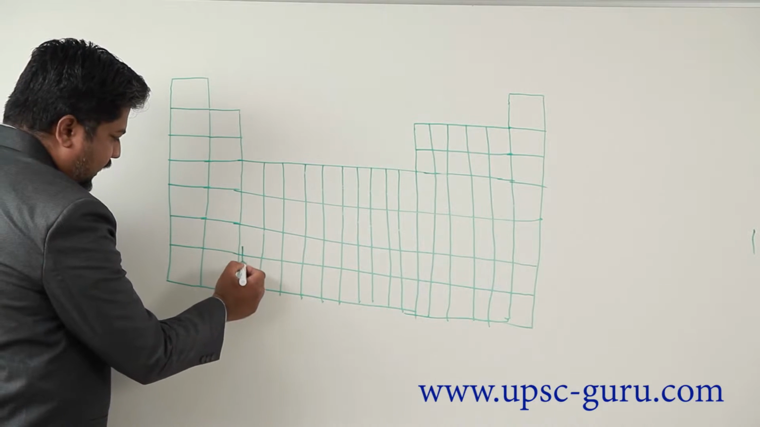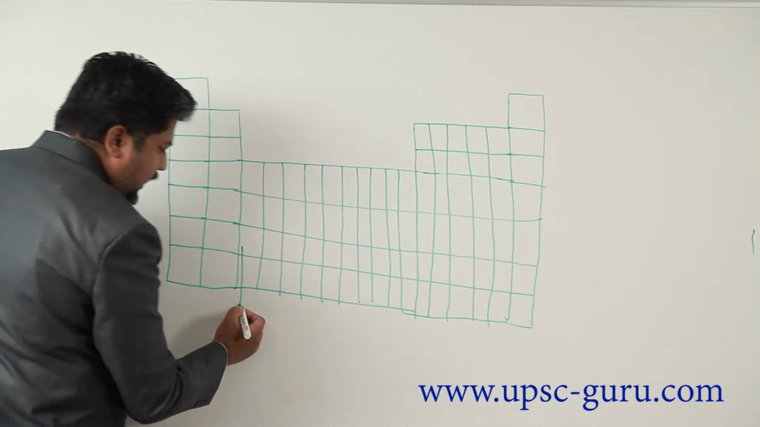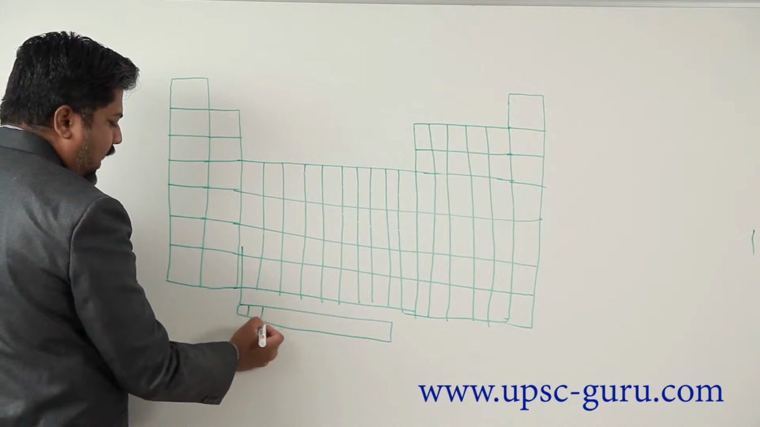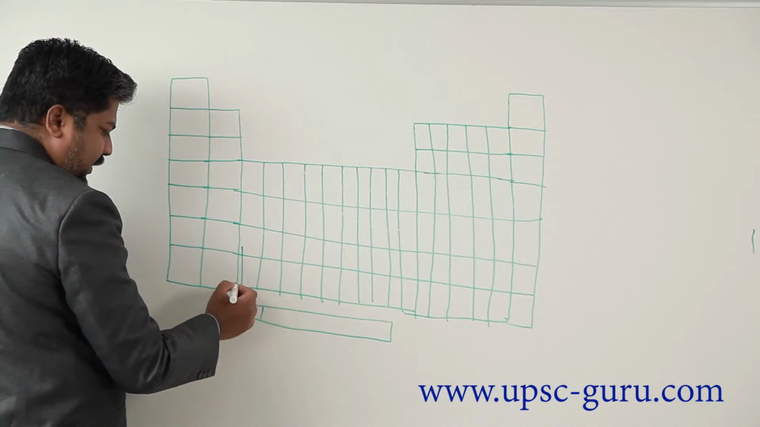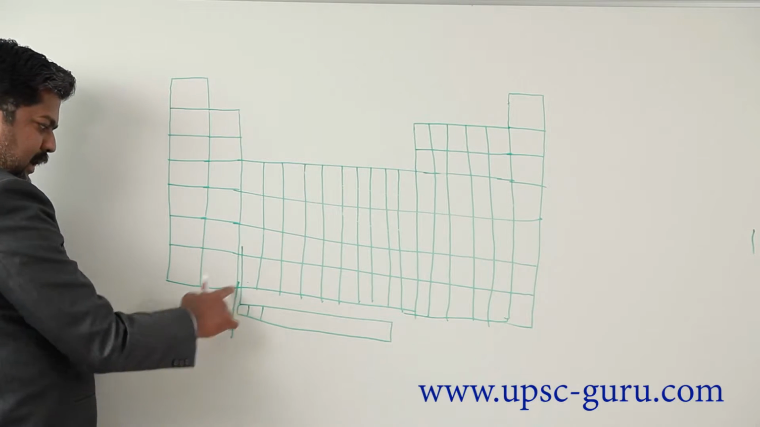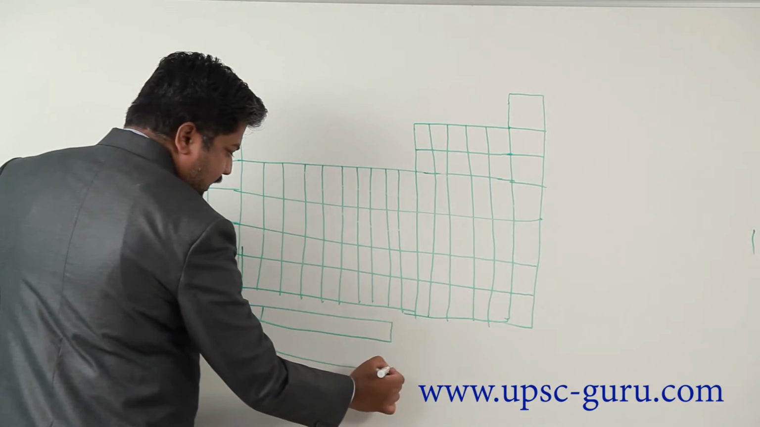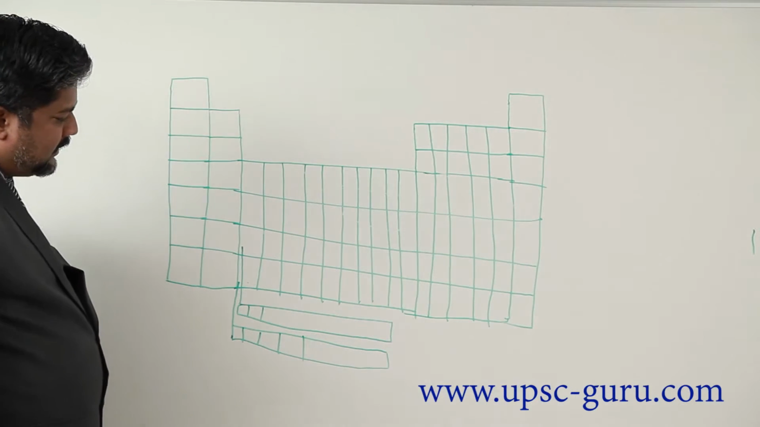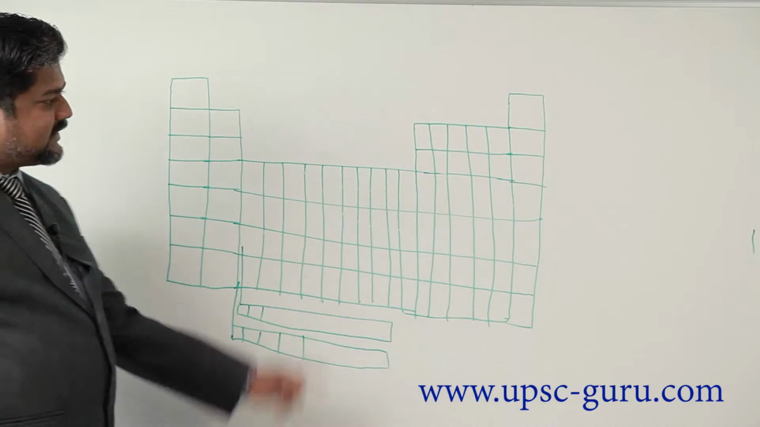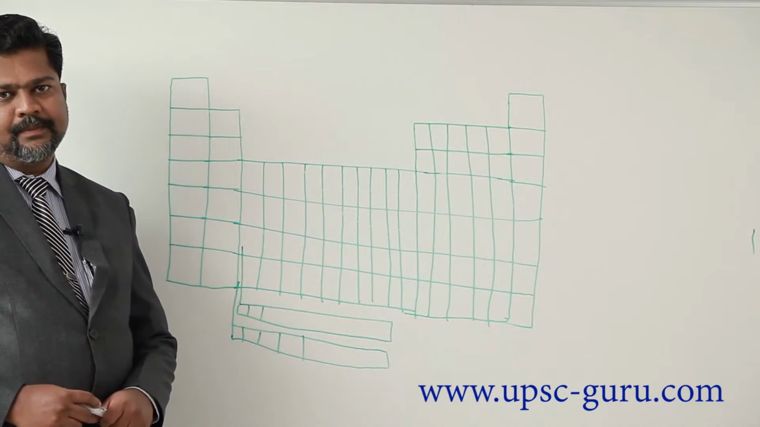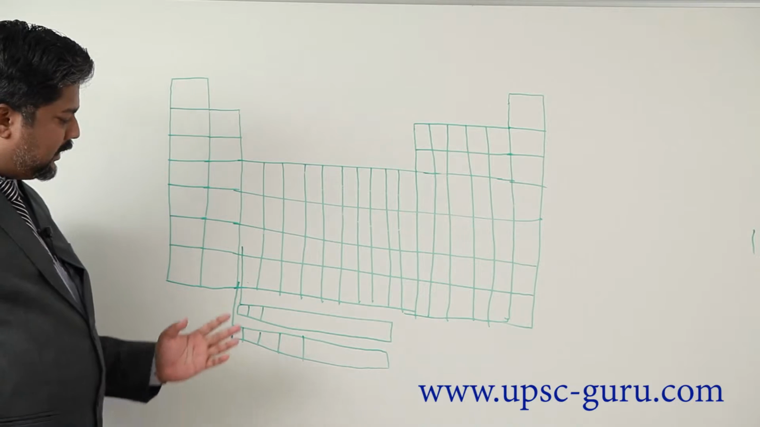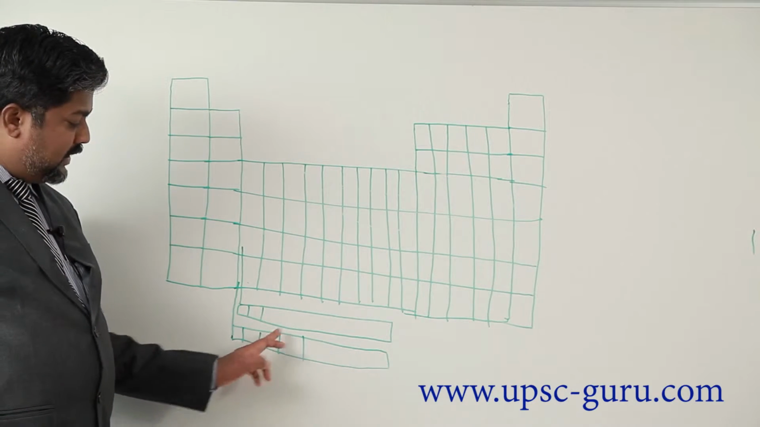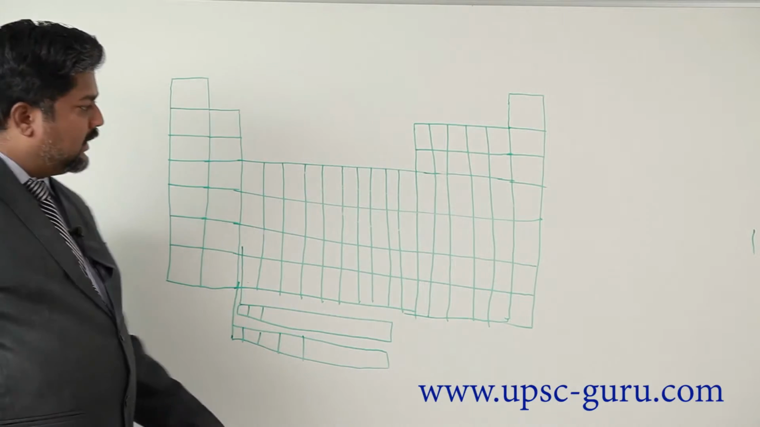Then make here a line and show a separate row at the end. Same way make here a line, make here a line and show again a separate row over here. This is the entire skeleton of the periodic table. I hope you are able to draw this. Purposefully I have not made anything here, so we are making the columns afterwards.